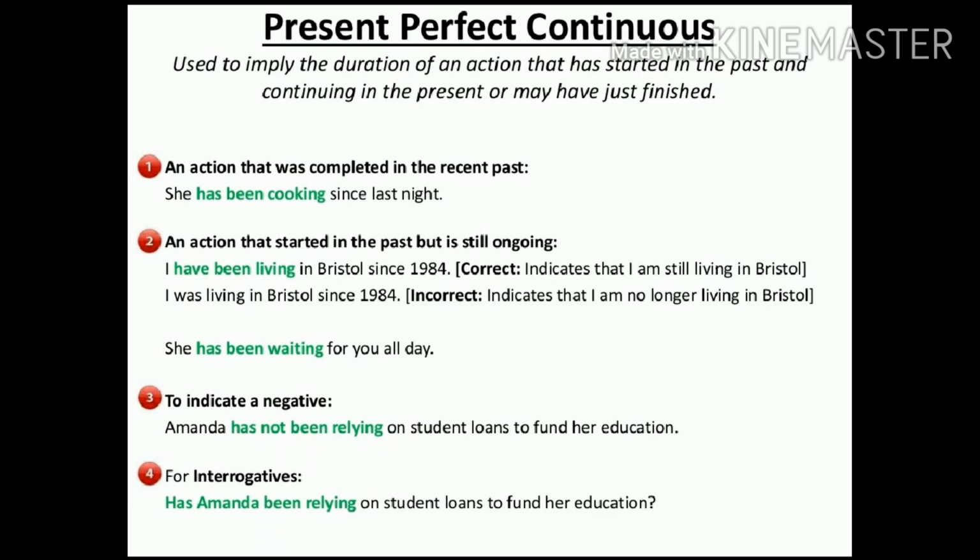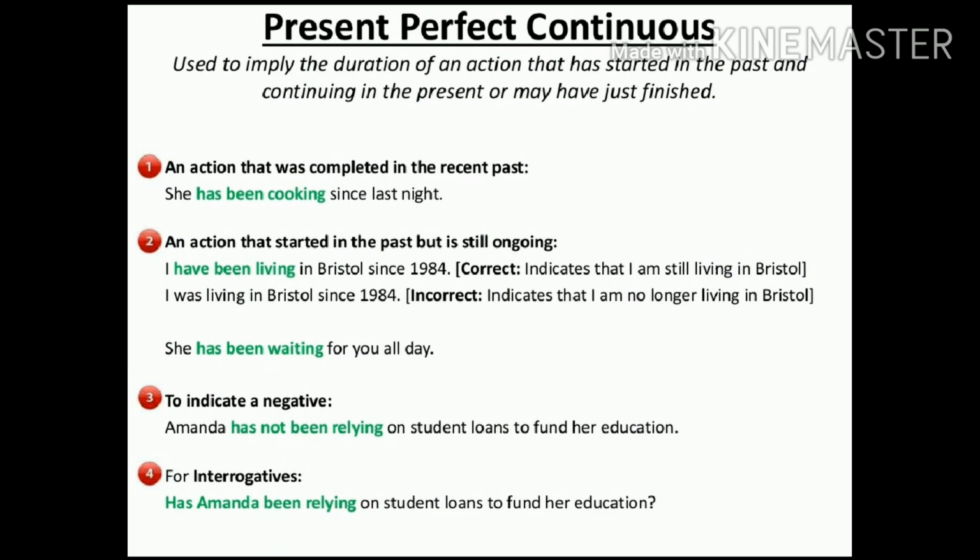Present perfect continuous is used to imply the duration of an action that has started in the past and continuing in the present or may have just finished. So the time of action over here, students, is present. The state of action is either perfect, which is completed, or continuous, which is ongoing. That is why this present perfect continuous tense is used to imply the duration of an action that has started in the past and continuing in the present or may have just finished.